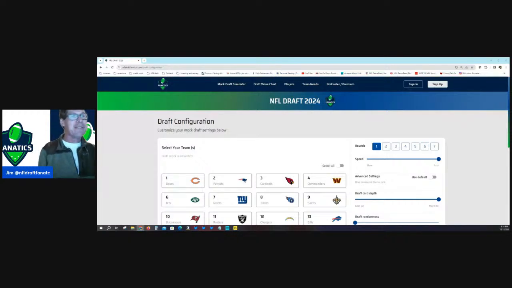There are some advanced settings. We're not going to get into those here. A user could manipulate that a little bit as to what the simulator is going to do. But what I want to focus on is how to set up the draft cards.